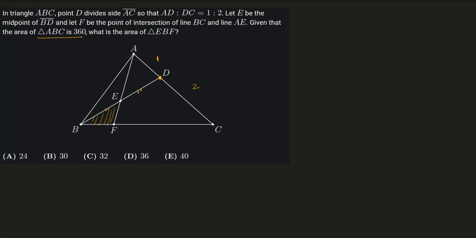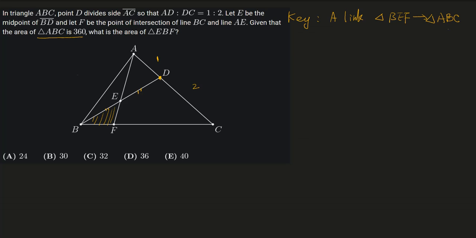So the key point here is to build a link. We need a link from the triangle BEF to the triangle ABC, right? This is the key point to solve this problem. Then let's see how we can build this link.